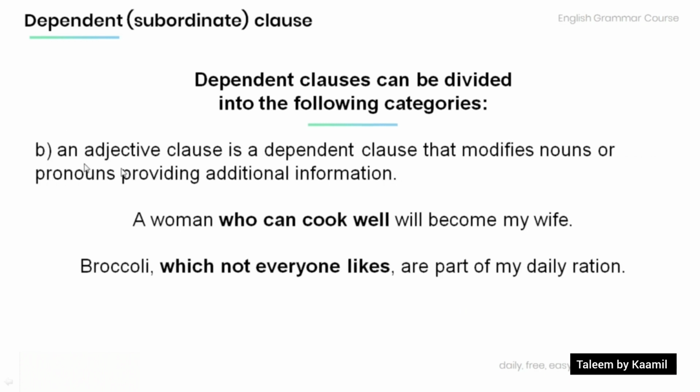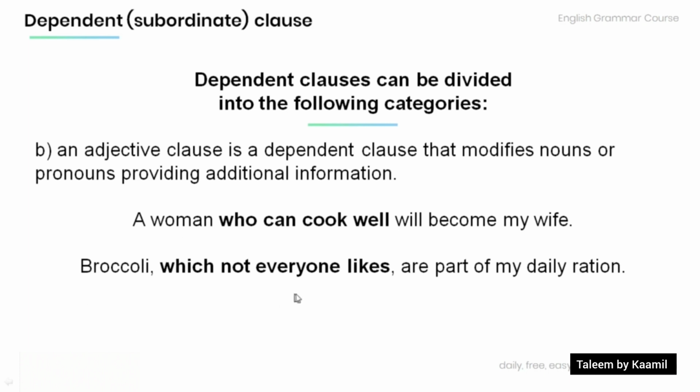B. An adjective clause. An adjective clause is a dependent clause that modifies nouns or pronouns, providing additional information. Have a look at the examples below. A woman who can cook well will become my wife. The adjective clause in the sentence, "who can cook well," modifies or gives us additional information about the noun woman.